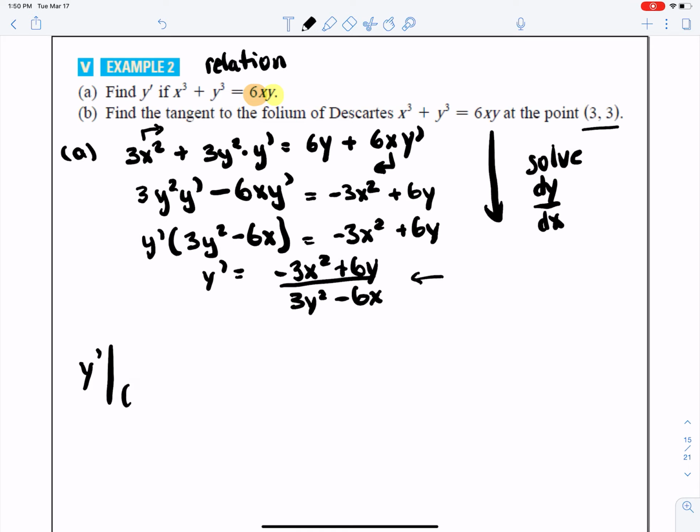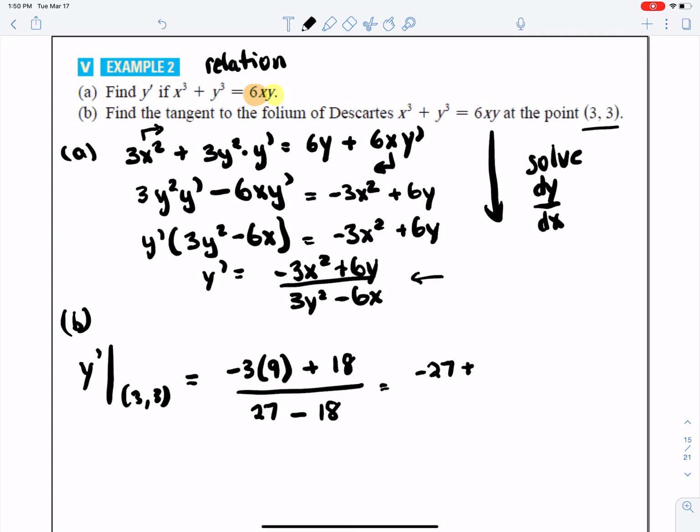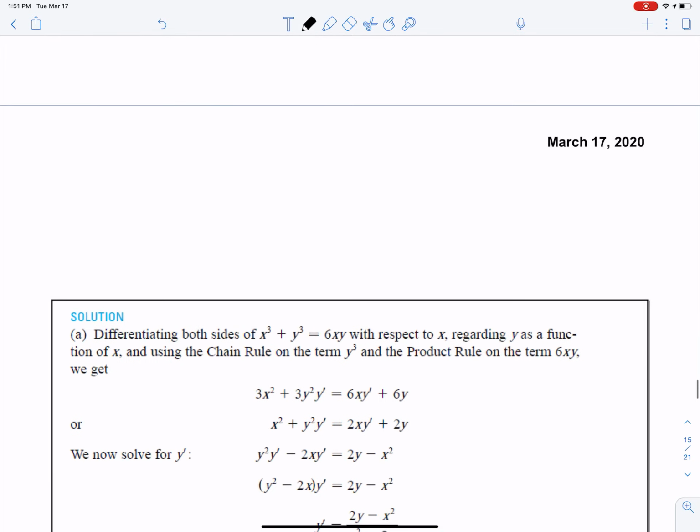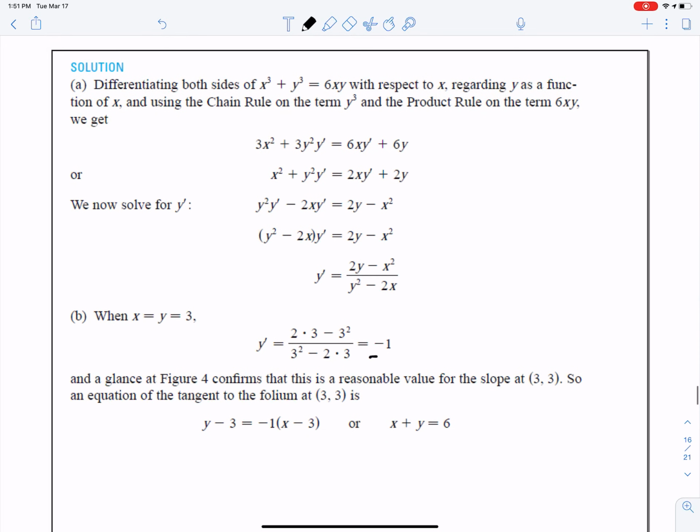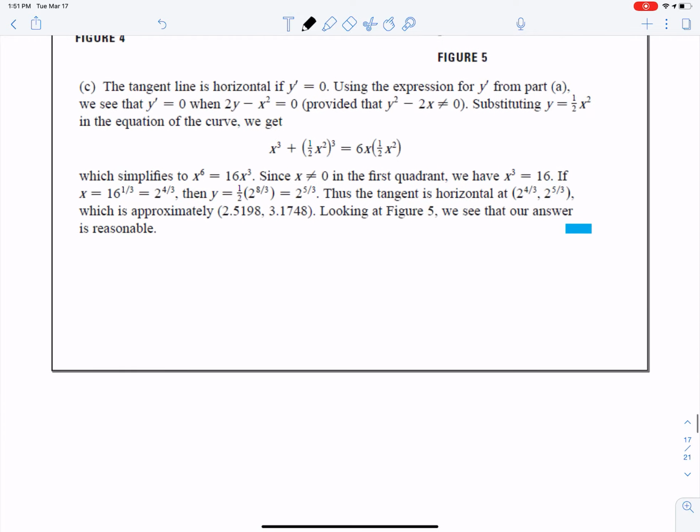Y prime at the point, now this is part B, is you just sub the point in, so minus 3 times 9, because 3 squared is 9, plus 6 times 3 is 18, divided by 3 times 3 is 9 times 3 is 27, minus 18. And so you'll notice the numerator is minus 27 plus 18, and the denominator is 27 minus 18. So you literally get the answer -1. Okay, and you'll notice here that they've actually subbed it in and worked out the solution for us as well.